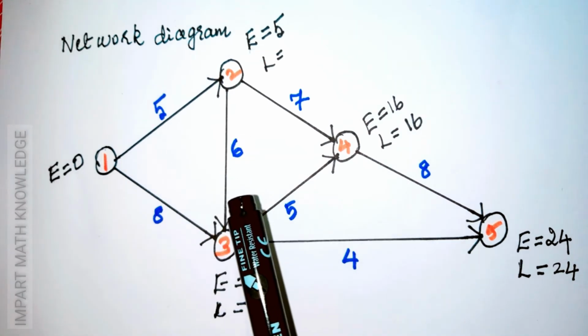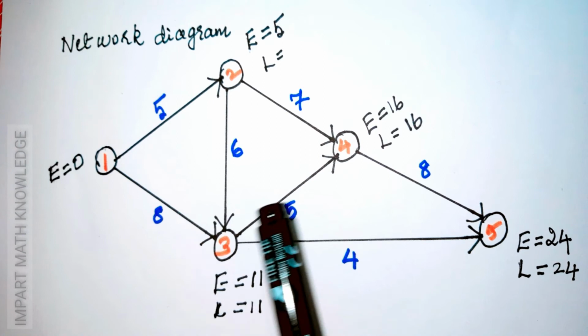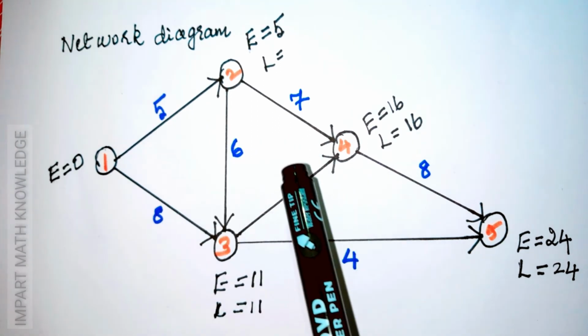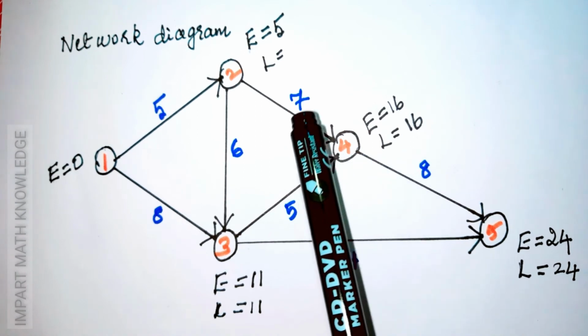In the backward process, node 2 is coming from two nodes. One is from node 4, another one is from node 3. From node 4, LFT is 16 minus 7, that is 9.